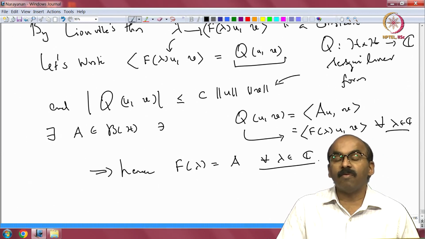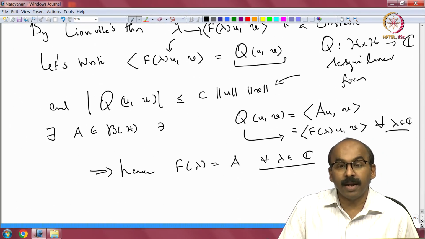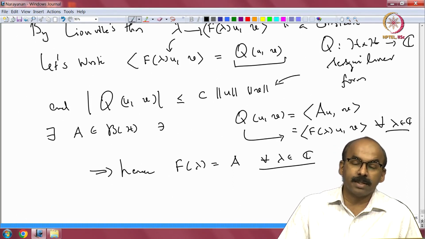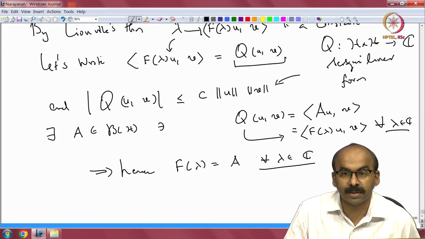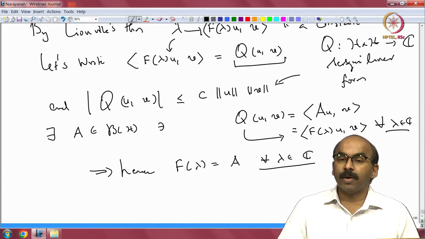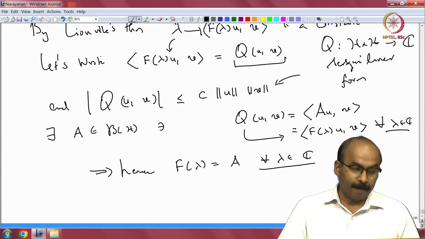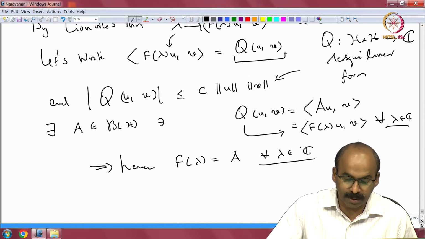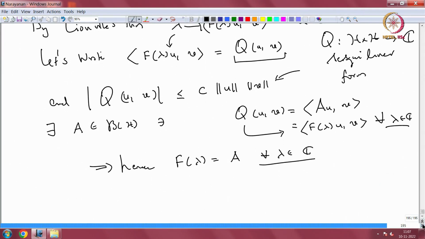So, a bounded entire function, even if it is taking values in operators, as long as it is bounded, is a constant. So, there is a fixed operator A such that f lambda equals A for every lambda. Okay. So, now we can go back to the expression for f lambda. So, recall that.